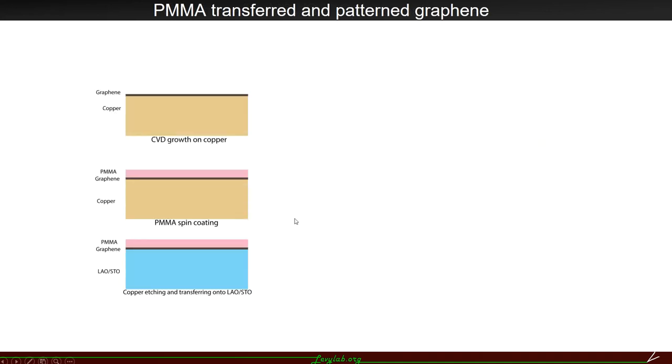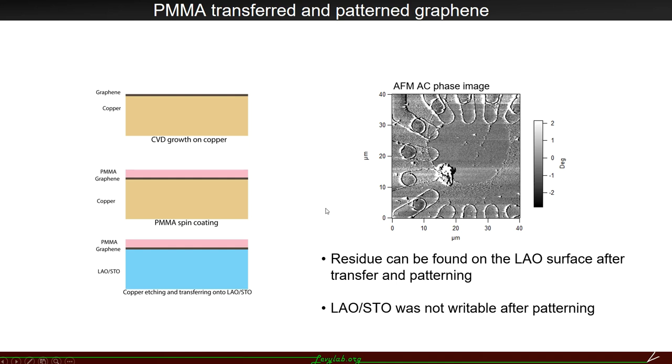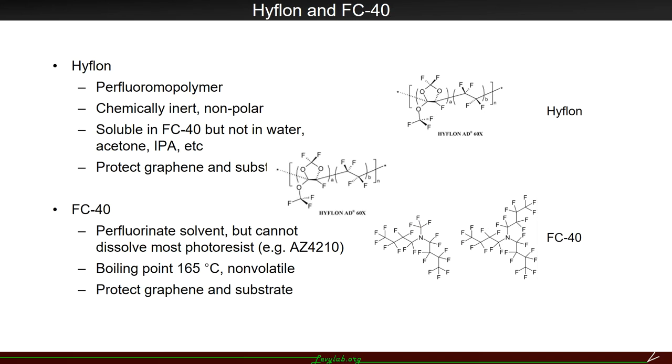Our goal is to combine these two systems together. Initially, we were using PMMA to transfer the graphene, but we found it leaves a lot of residue on top of the LaAlO3 surface after the transferring and patterning. Besides, the interface is not writable anymore after using PMMA as a transfer layer. Fortunately, we found a replacement for PMMA, which is called Hyflon. It's a chemically inert and nonpolar material. It is only soluble in FC-40, but not in water, acetone, IPA, and so on.